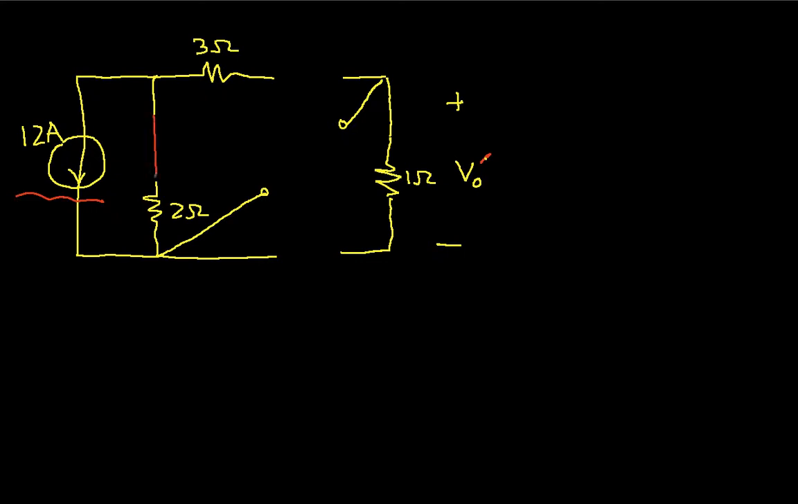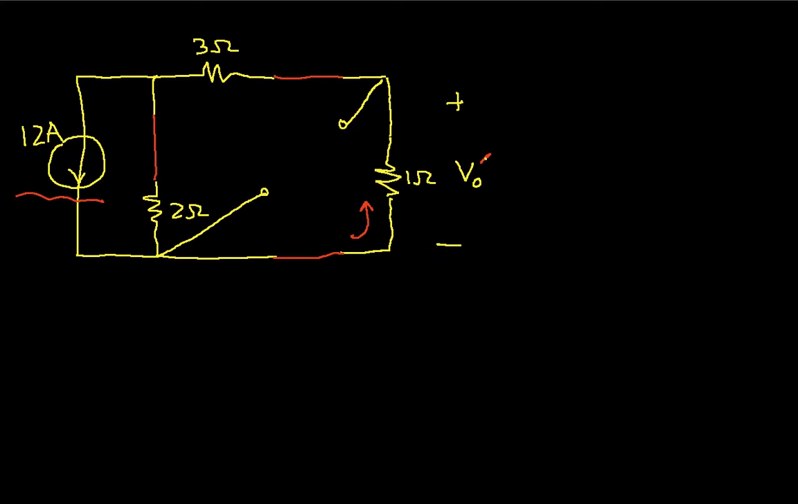I'll have a short circuit here, a short circuit here, and a short circuit here. Okay, so now all I need to do is find the voltage across this 1 ohm resistor. I think the way I'll do it is first to find the current going through the 1 ohm resistor, and then the voltage will just be that current times 1 ohm.